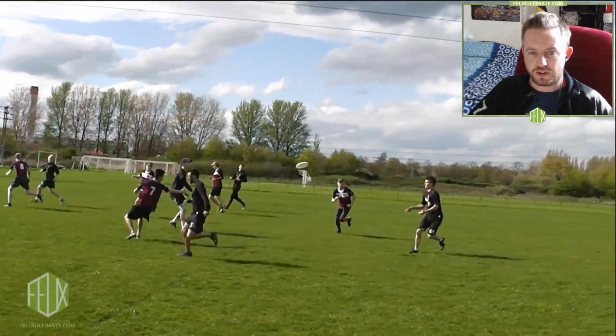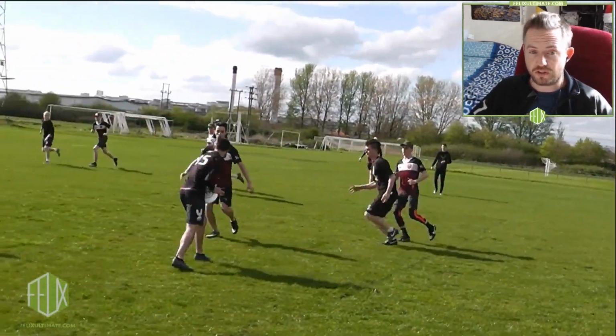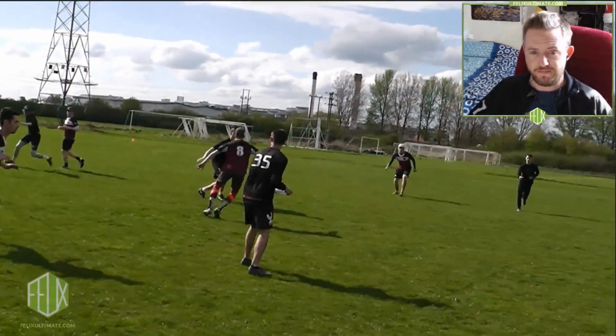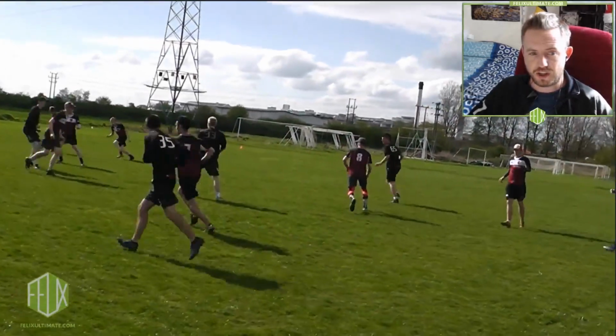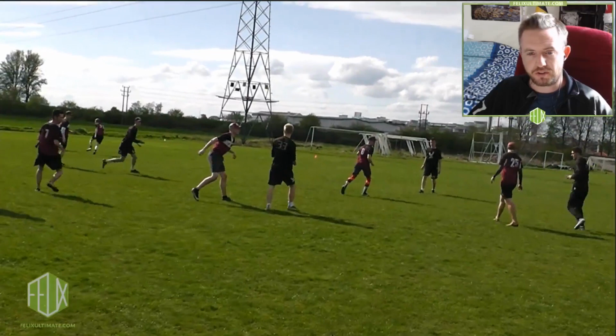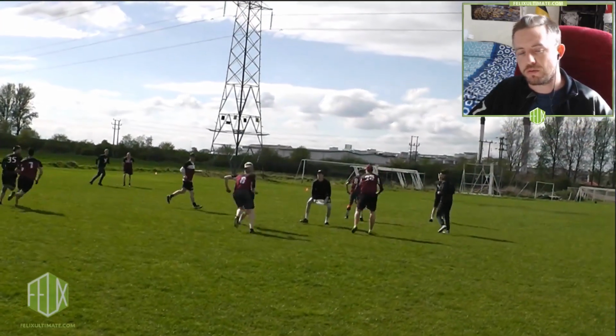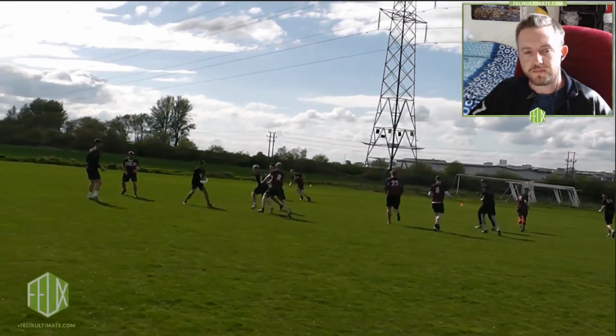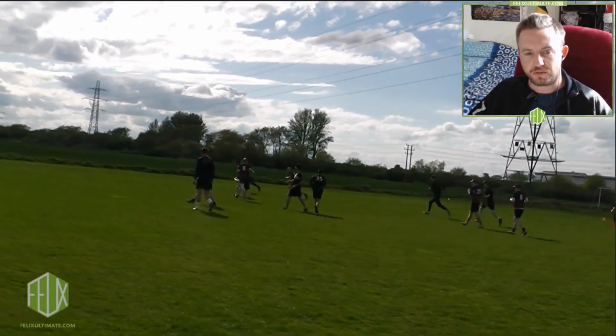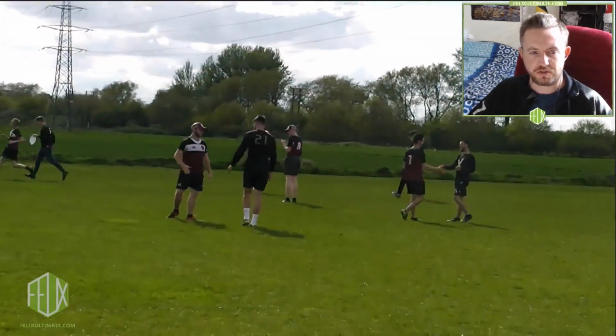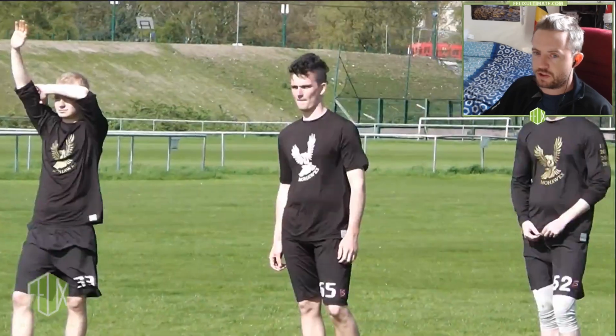You can see they're flowing upfield, flowing into the wind very nicely. The stall count doesn't get above 3 at any point, I'm pretty sure. Yeah, that was probably the closest. And Dom goes to Harry Ogden for the final score. He's one of our freshers.